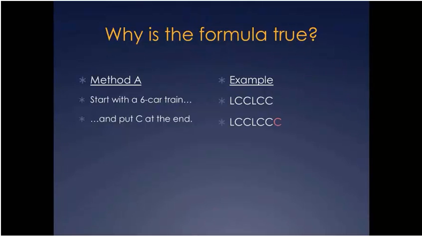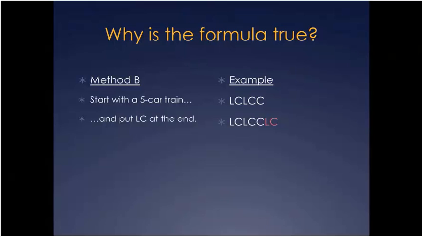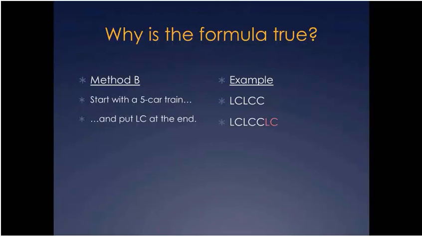However, this does not give all possible 7-car trains. There's a second method. Here's what I'll call method B. The previous one was method A. This one is method B. Now start with a 5-car train. Well, you've got to put 2 extra cars on, but this time you can put an L and then a C. So method A was to start with a 6-car train, put C at the end. Method B was to start with a 5-car train and to put LC at the end.